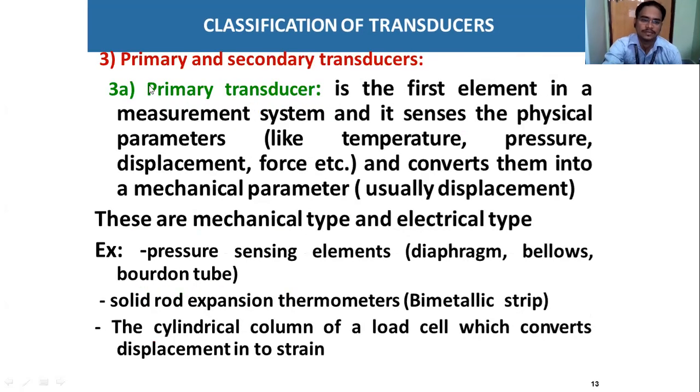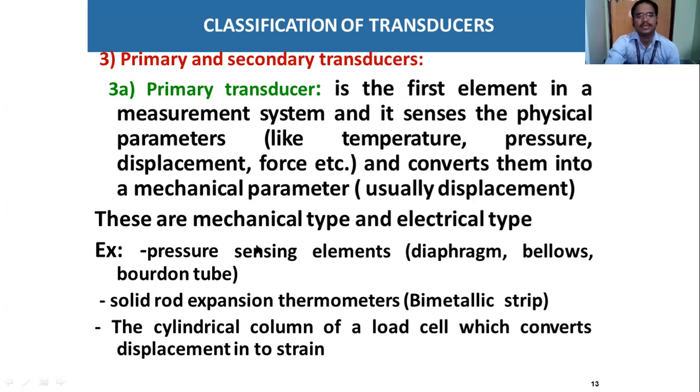Another type of classification: primary and secondary transducers. A primary transducer is the first element in a measurement system. It senses physical parameters like temperature, pressure, displacement, force, etc., and converts them into mechanical parameters, usually displacement. There are mechanical type and electrical type.